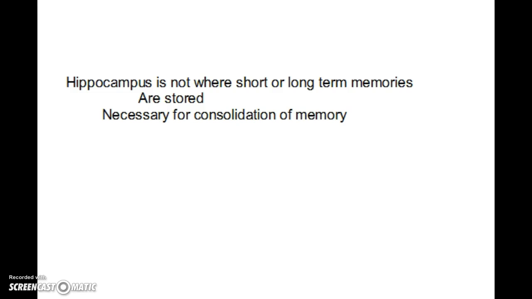As I mentioned earlier, the hippocampus is not where short or long-term memories are stored. However, the hippocampus is important for consolidating memory. It's important for getting memories from that very short-term area of the brain into the longer-term stores. And so without the hippocampus, you can't make new information stick for very long.